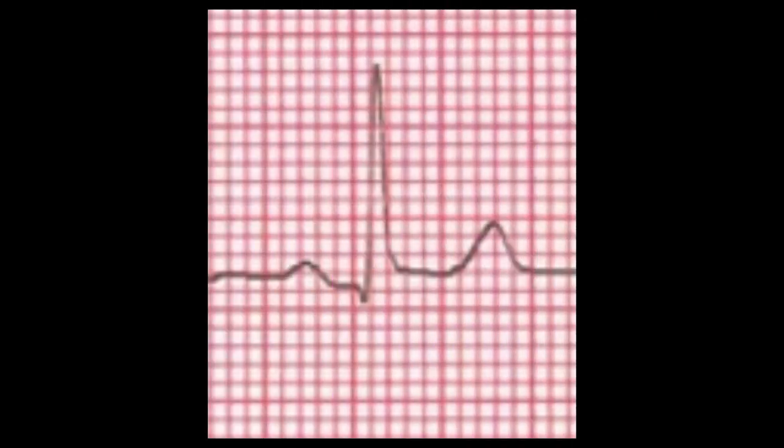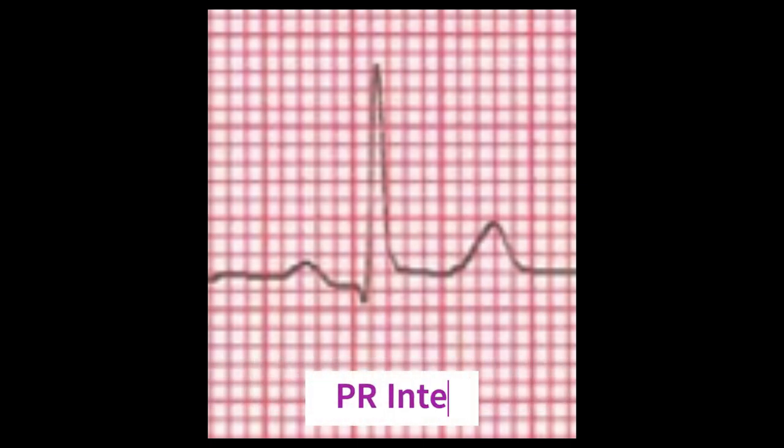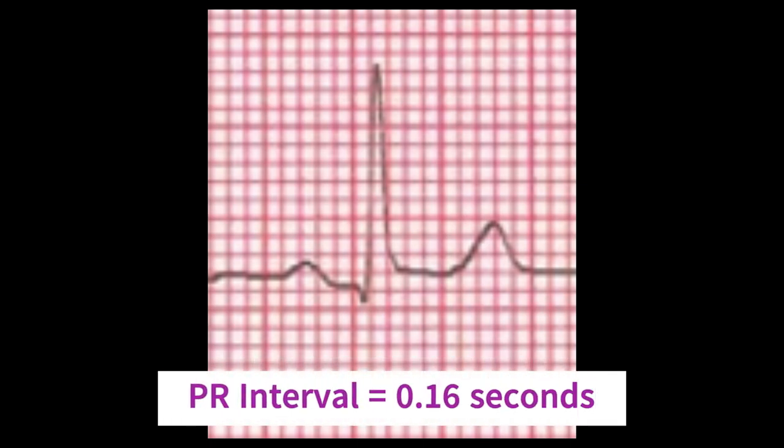The next step is to measure the PR interval. Locate the beginning of the P wave and the beginning of the QRS complex of one heartbeat or cardiac cycle. Count the number of small boxes between the beginning of the P wave and the beginning of the QRS complex. Multiply the number of small boxes by 0.04 to get the PR interval. In this example, there are 4 small boxes multiplied by 0.04 to get 0.16 seconds for the PR interval.